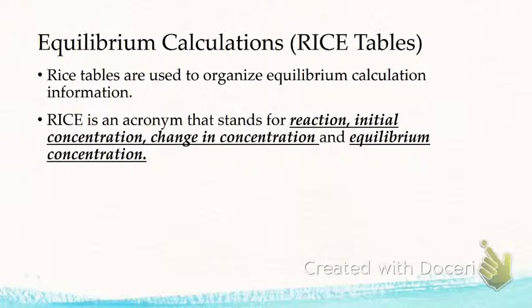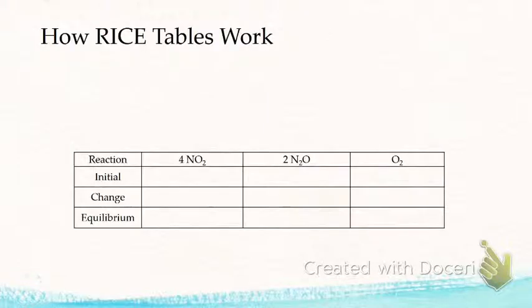The I is the initial concentration of the reaction. C is the change in concentration, so what kind of change is going to happen. And then E is the equilibrium concentration. So we're going to use this technique to solve for unknowns, whether that unknown is the concentration at equilibrium or to solve for the equilibrium expression. Okay? So the best way to do it is just jump right in and get going.